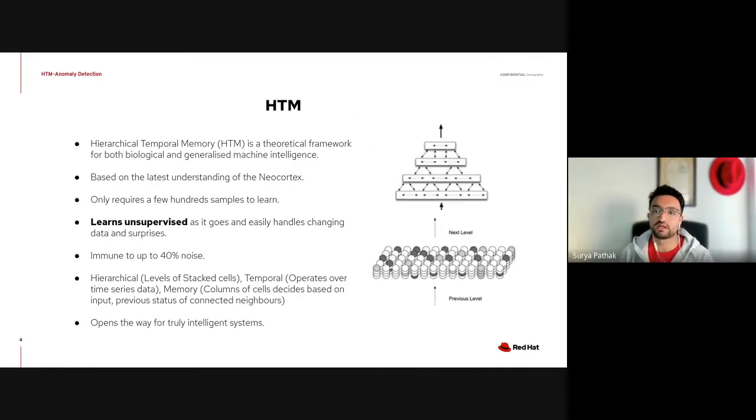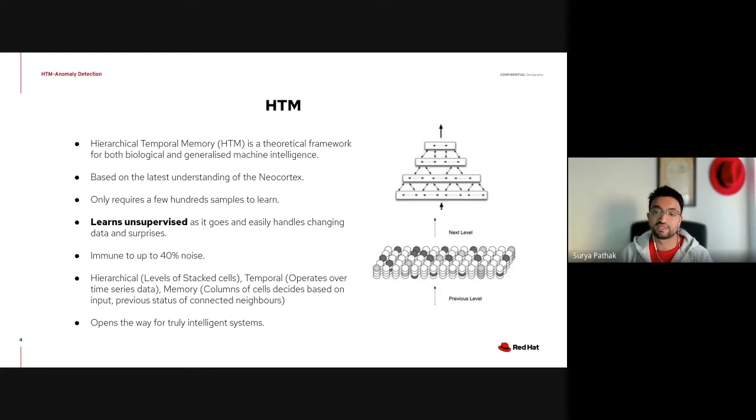HTM, Hierarchical Temporal Memory, is a theoretical framework for both biological and generalized machine learning. It is based on the latest understanding of the neocortex. The neocortex is a part of our human brain. It only requires a few hundred samples to learn. One of the important characteristics is that it learns unsupervised as it goes and easily handles changing data and surprises. It is immune to up to 40% of noise in the data.